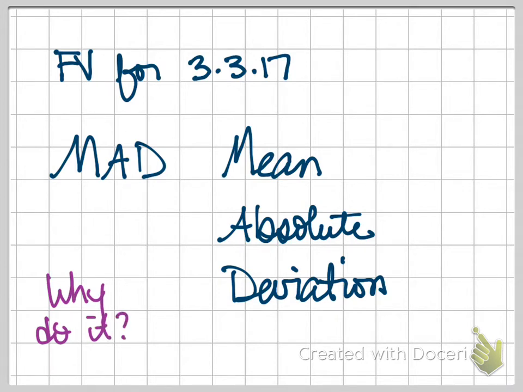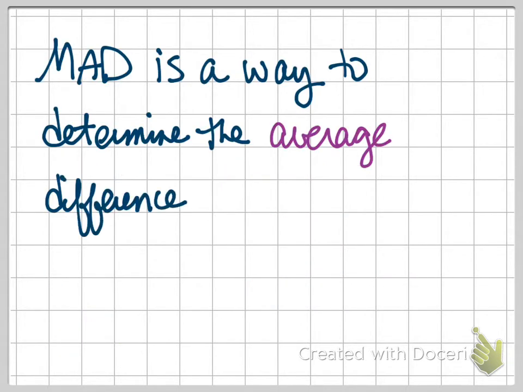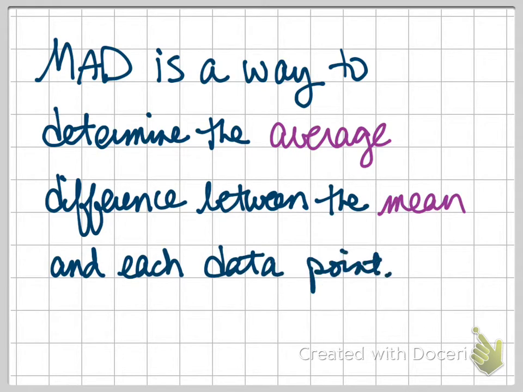It is on mean absolute deviation, which is called MAD. This is a review from 6th grade. And we're also going to talk about why you need to do this other than just because it's on a test. Okay, let's do a really quick review of what MAD is. It is the way to determine the average difference between the mean and each data point.